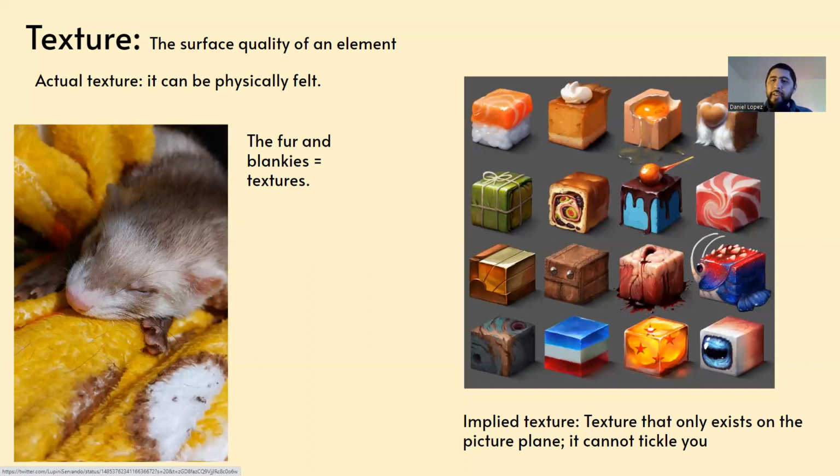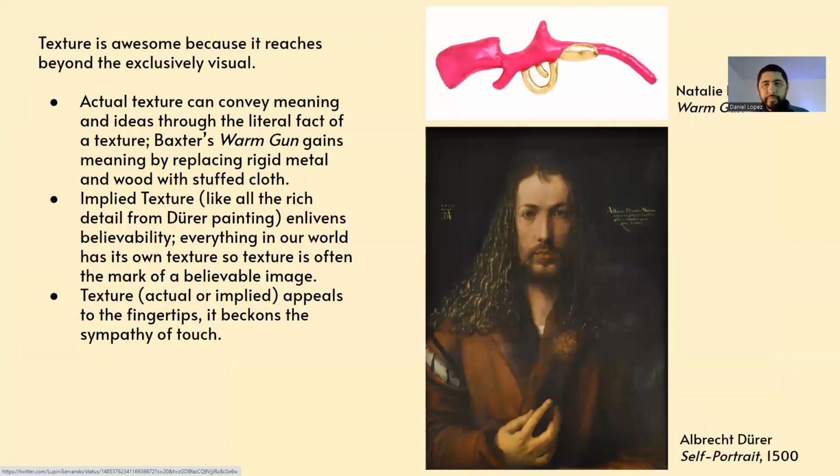Implied texture again is just what appears to be real, what's rendered to be real. It's trying to convey a sense of feeling, incorporating the sense of touch, which isn't normally a thing in 2D artwork. Here's a couple examples. So there's actual texture in here.